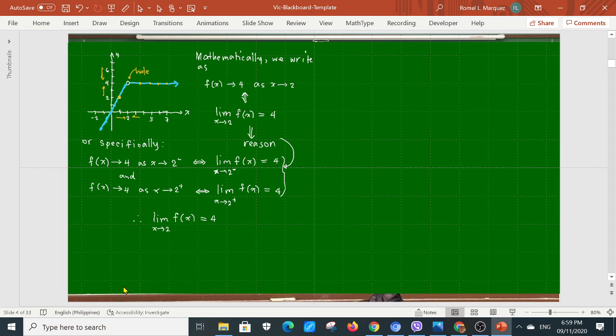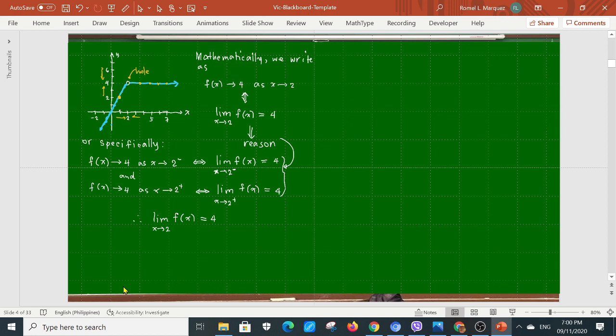None, sir. Again, since the behaviors of f are the same from both directions, that is from the left and right of 2, we say that the limit exists, and collectively or mathematically we collect these two behaviors as one behavior. Limit of f of x as x approaches 2 is equal to 4. So that you are not going to write anymore 2 with superscript negative, 2 with superscript positive. We can do that if you have the same behavior. But if different behaviors, you cannot collectively write as a single limit.